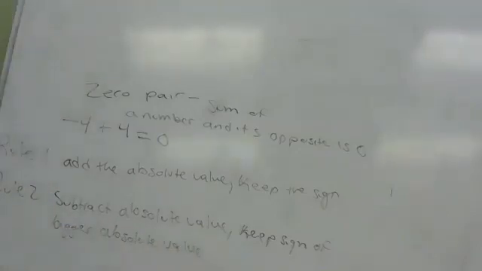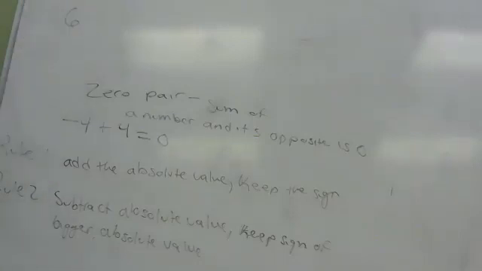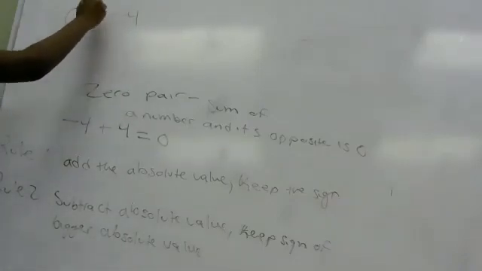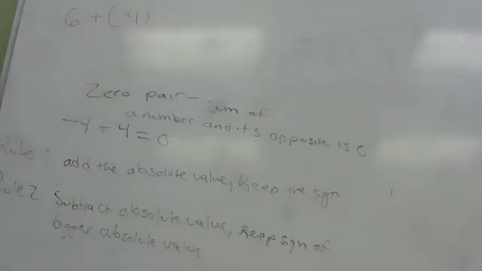All right, so now what does that mean, right? Give me a positive number. 6. Give me a negative number. Negative 4. So if I'm adding this, I have 6 plus negative 4, right?